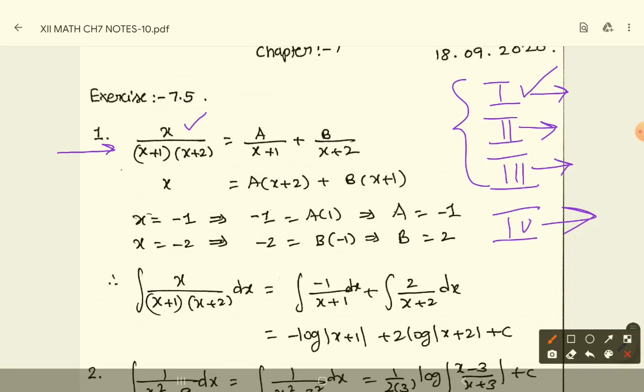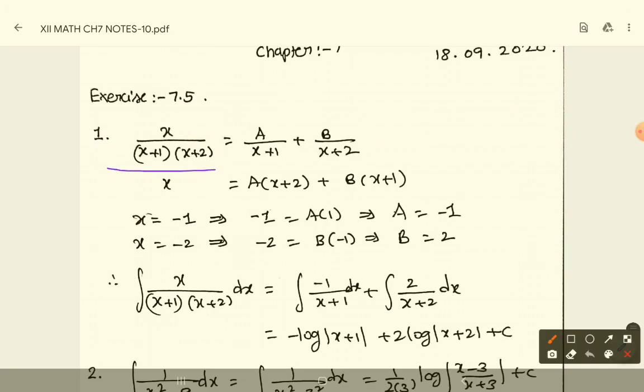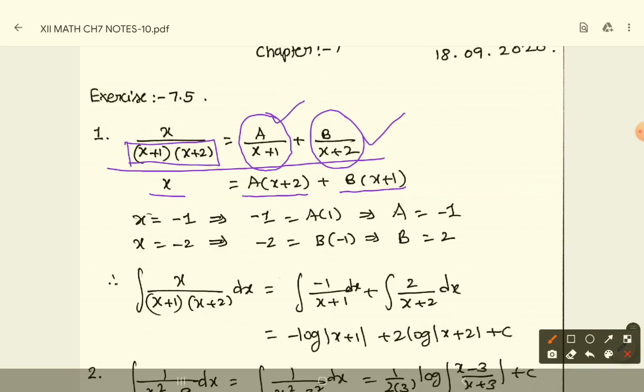Now this first problem is related to type 1 because the denominator has two different linear factors. So you will have to take x by (x plus 1) into (x plus 2) as a by (x plus 1) plus b by (x plus 2). Then x is equal to a into (x plus 2) plus b into (x plus 1). Here I have taken the denominator to the right side and multiplied it to each and every fraction on the right hand side. The left side denominator was multiplied to the right side fractions so that we obtain this equation. Then our task is to find the values of a and b. That is the main importance.